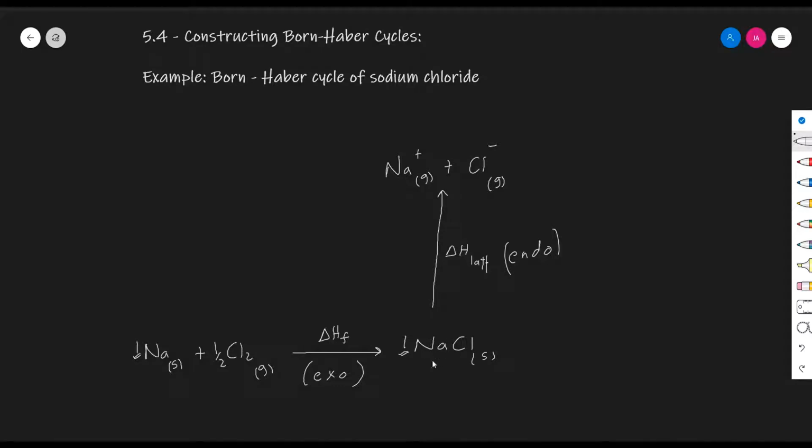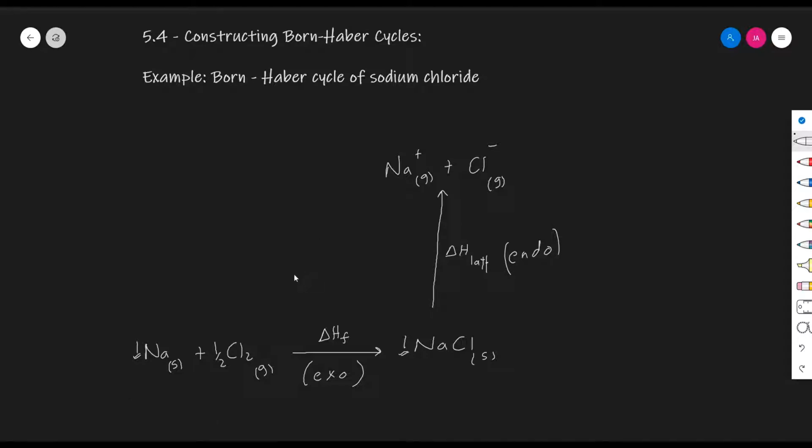Therefore, a quick recap: the first thing to do to construct the cycle would be to place the ionic solid over here and the gaseous ions that make up the ionic solid over here, and this arrow pointing upward would represent the lattice enthalpy, which is an endothermic process. If this arrow were drawn the other way around, this would be an exothermic process. The second process you should draw is the enthalpy change of formation of the ionic solid from its elements in their standard states.